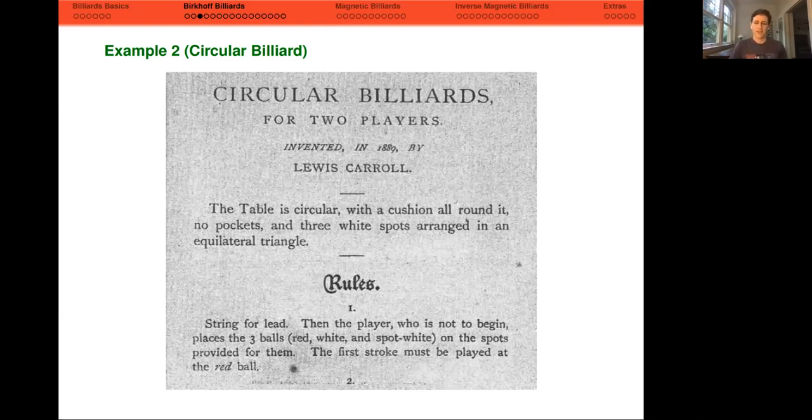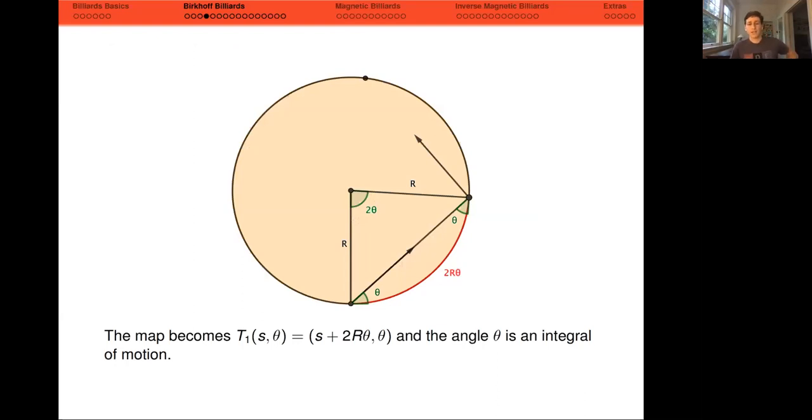And it's even said that Lewis Carroll had a circular billiard table made for him in the late 1800s because of this. So in the case of the circle, the billiard map is very easy to write out explicitly. If we have a circle of radius r, then this map is just going to be: the angle theta is going to stay constant, and the position coordinate is just going to add the arc length along the boundary there, which is 2r theta, just from some clean Euclidean geometry.